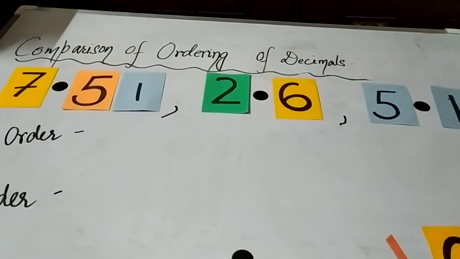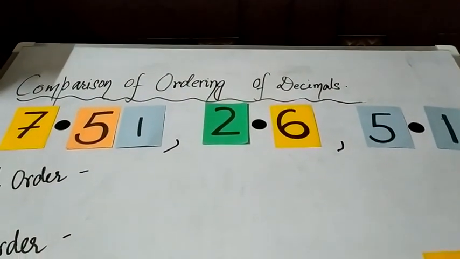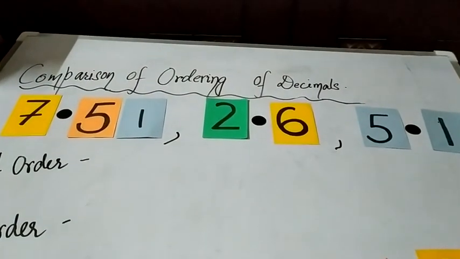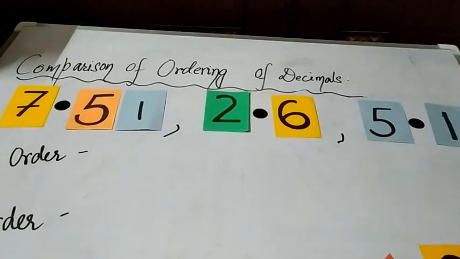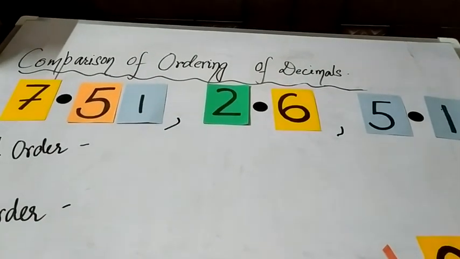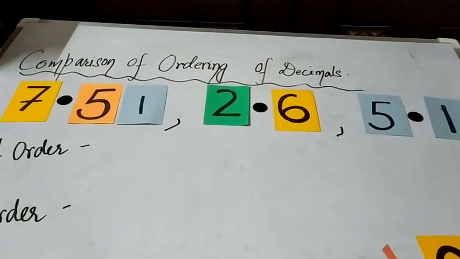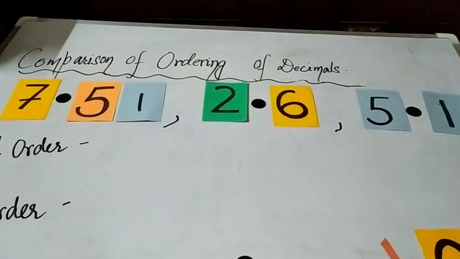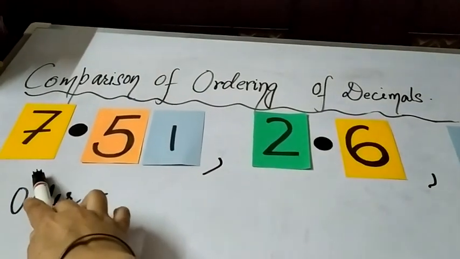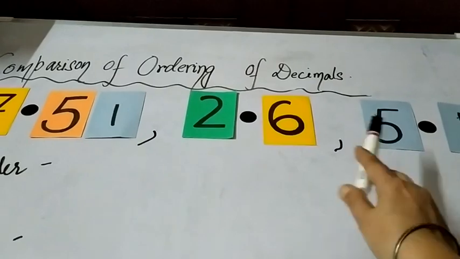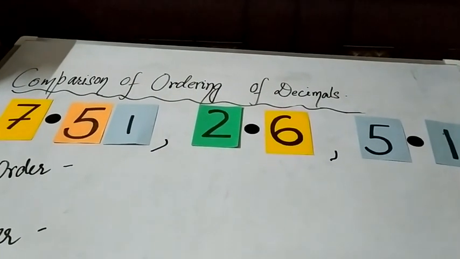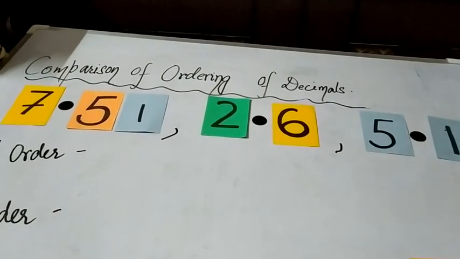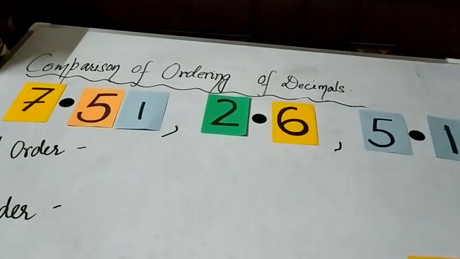Now if you remember the steps, the first step is to make them like. If you want to, you can do that, but now I am skipping it. So we are left with only 2 steps. One is to compare the whole numbers and then compare the digits after the decimal. So here my whole numbers are 7, 2, 5. So they all are different. So in the first step only we get to know which one is bigger, which one is smaller.